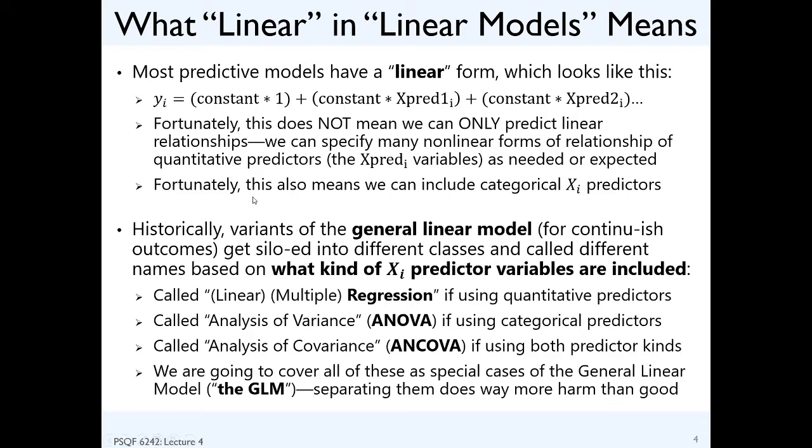Historically, these different classes of models get different names depending on what kind of predictor variables are included. And they are often taught in completely different classes as well, which to me is a huge disservice because it makes it seem like they're different and they're not. So there's a class called, in my department at this university, Correlation and Regression. That just means you have continuous predictors, quantitative predictors. Analysis of variance is what this is called if your predictors are all categorical. This word, by the way, is ANOVA.